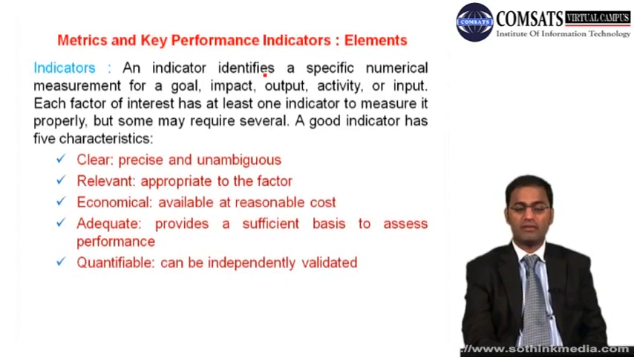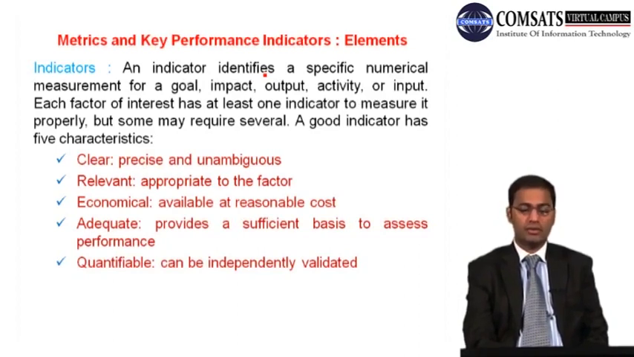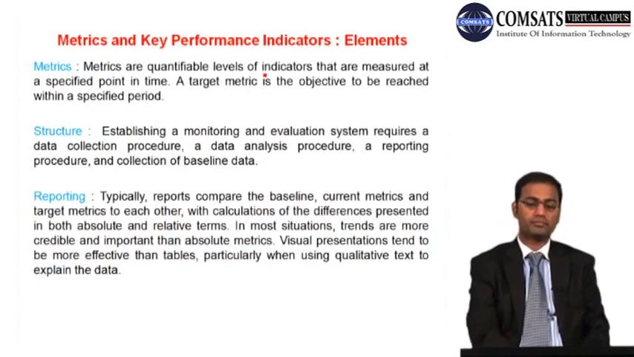A good indicator has 5 characteristics. Clear, it should be clear, precise and unambiguous. Relevant, it should be appropriate to the factor. Economical, and then available at reasonable cost. Adequate, provides a sufficient basis to assess performance. And quantifiable, can be independently validated as well.